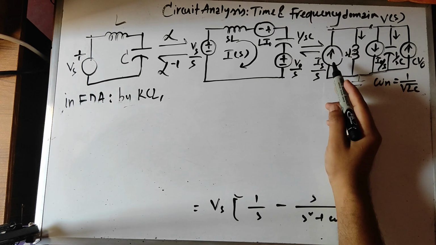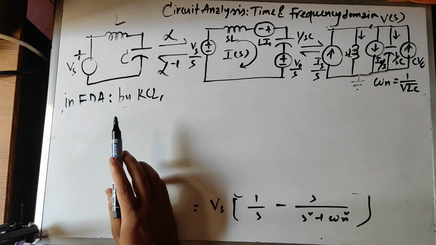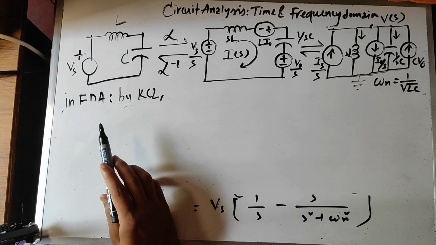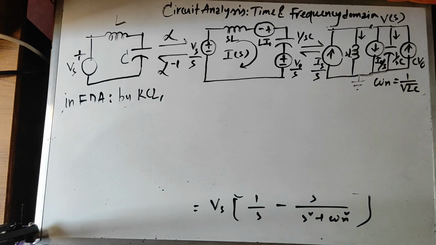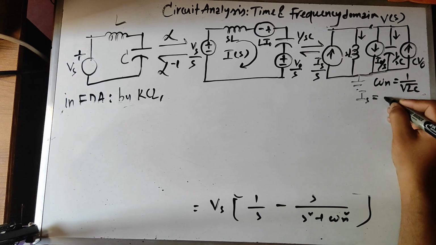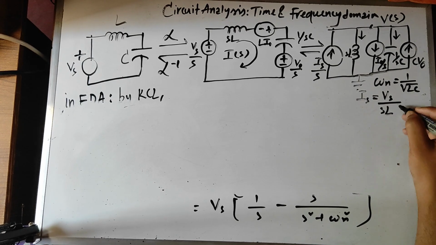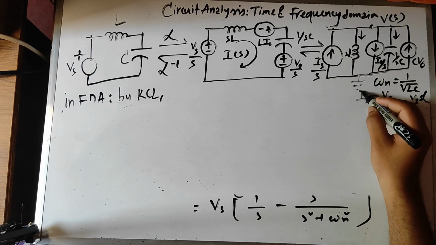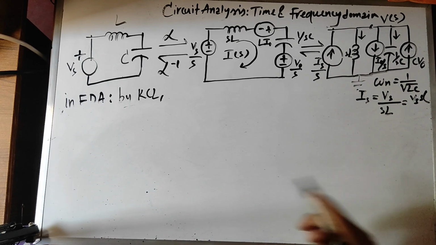Here we have used the current source, but in actuality we have connected the DC voltage source with the series LC circuit. So we have to represent this current source in terms of voltage. So we have assumed that magnitude is Vs by impedance. Here impedance may be sL or 1 by sC. So we have assumed this too.